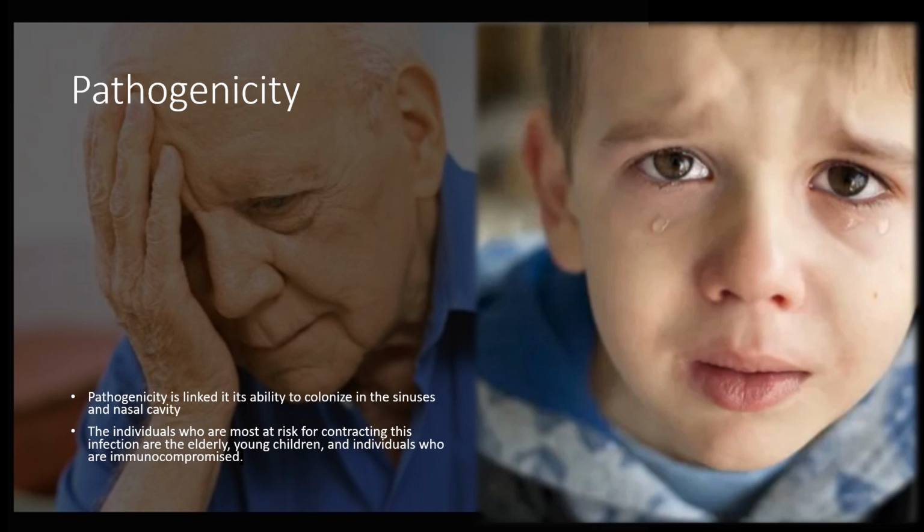Let's talk about pathogenicity. Pathogenicity of Streptococcus pneumoniae is linked to its ability to colonize in the sinuses and nasal cavity. The individuals who are at high risk for contracting this infection are the elderly population, young children, and individuals who are immunocompromised. It is important to seek medical intervention if you are at high risk for this infection.